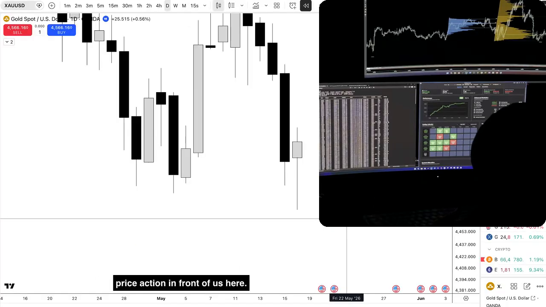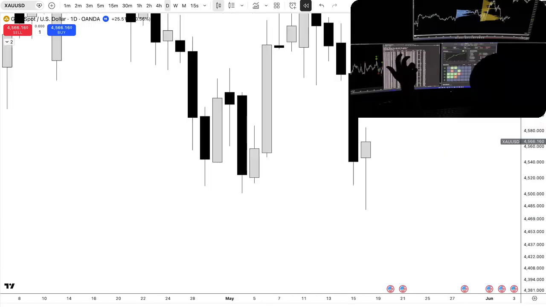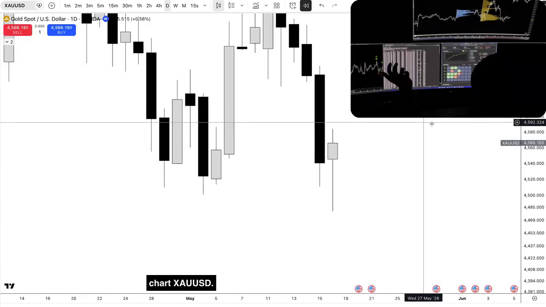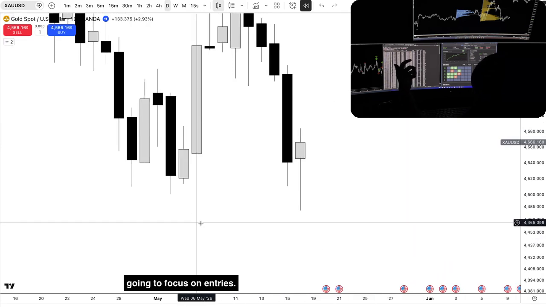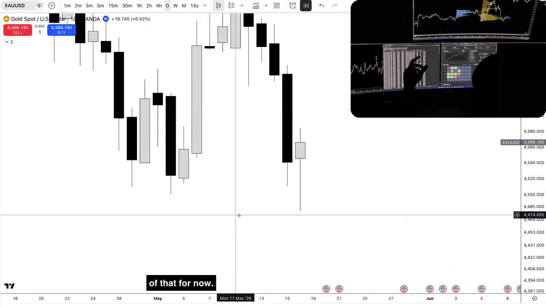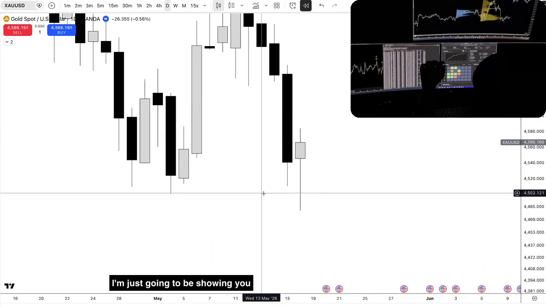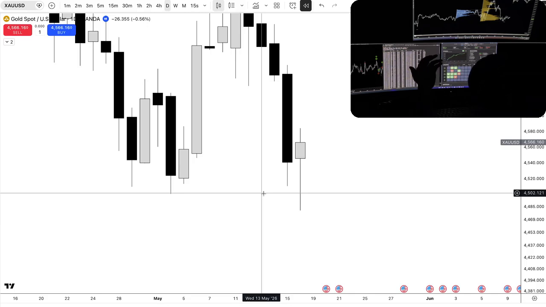Okay, now I have a piece of price action in front of us here. This is going to be a gold chart, XAUUSD. And again, the daily chart, we're not going to focus on entries. We're not going to focus on any of that for now. I'm just going to be showing you guys the power of this model, daily to daily. It doesn't even actually have to play out to the daily to daily, but it's just a great signal for you to take a trade in the opposing direction.